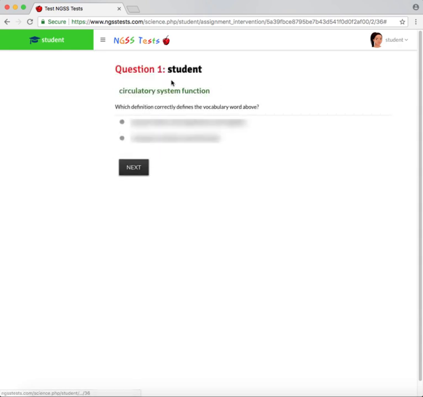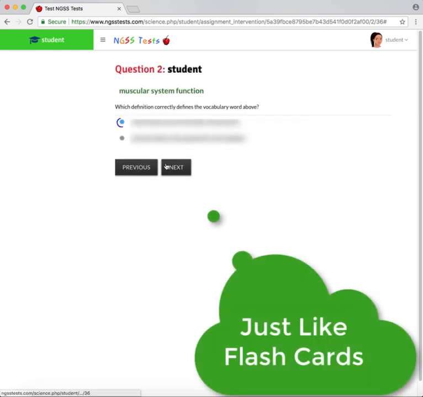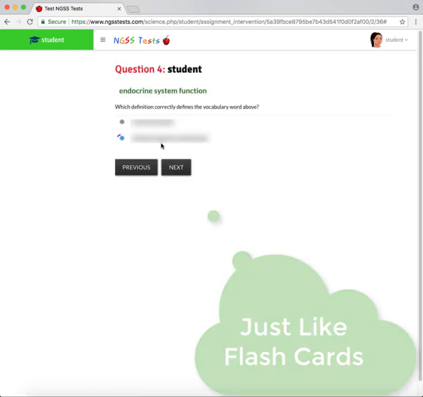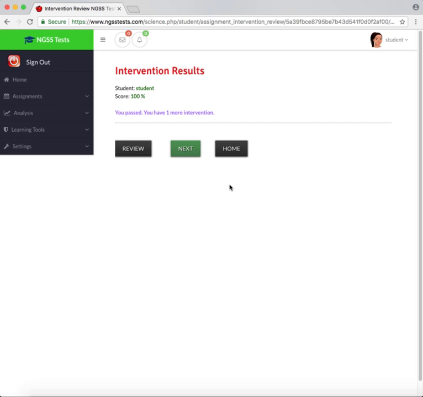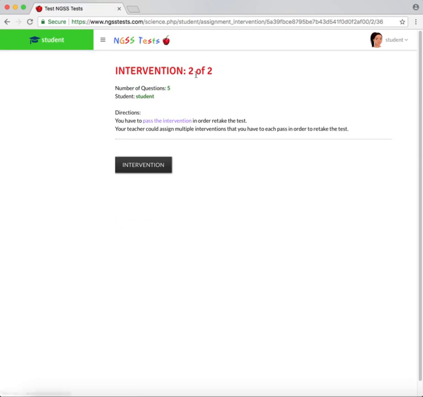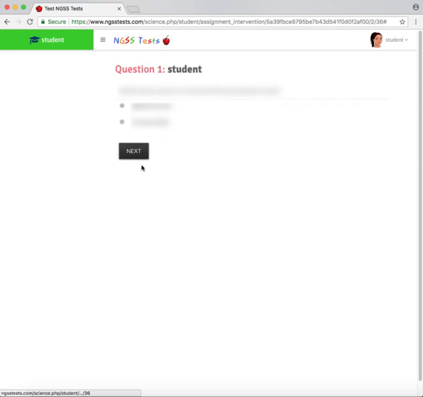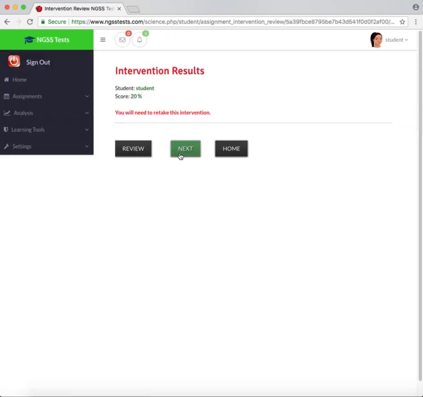So we take it, and it's got a vocabulary word and a definition. And I passed. Excellent. So I got another intervention. Right, intervention 2 of 2, 5 questions. But notice I didn't pass this intervention. That's a problem. So in order to move forward, you have to pass an intervention.